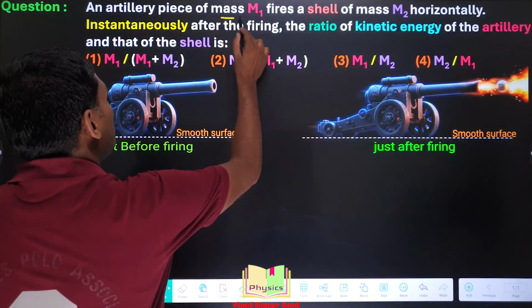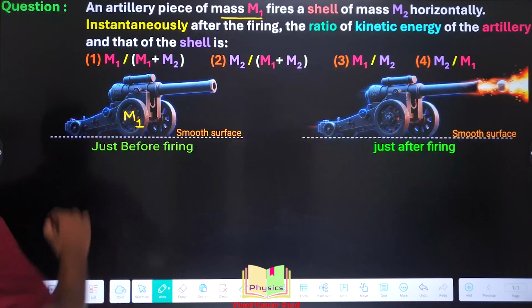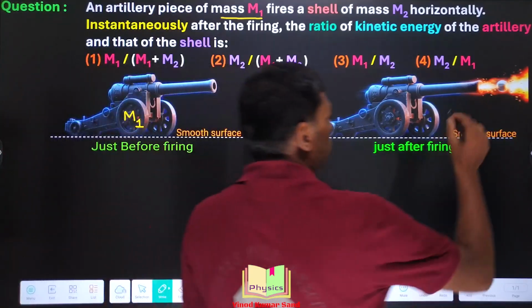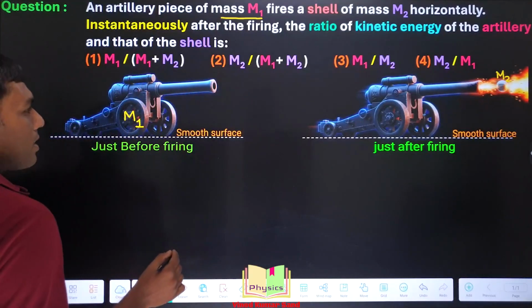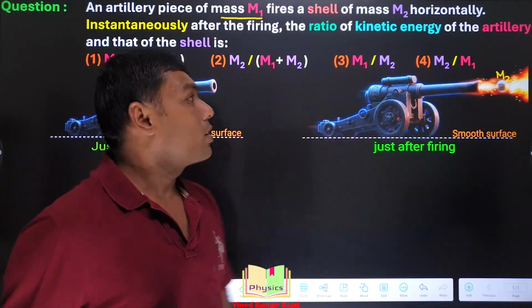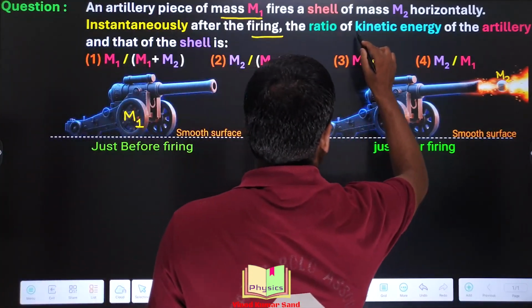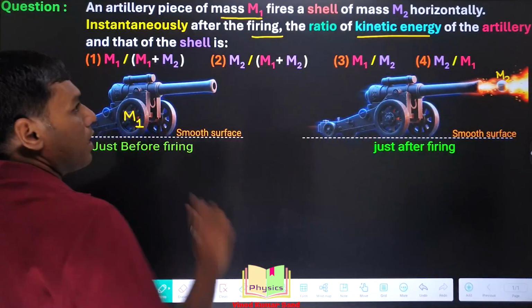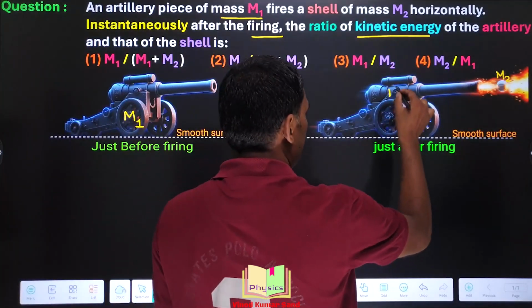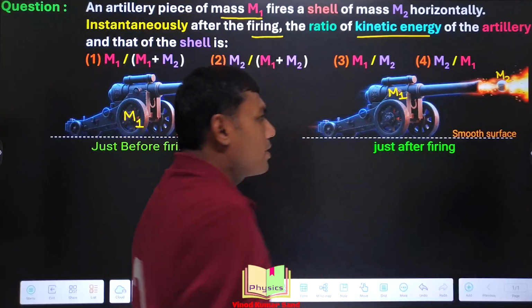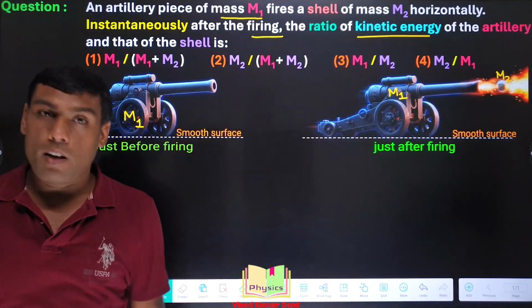Here is a simple question on linear momentum conservation. There is an artillery piece of mass m1, meaning this machine has mass m1. Inside it there was a shell with mass m2. This artillery fires the shell horizontally. Instantaneously after the firing, we need to obtain the ratio of the kinetic energy of the artillery and that of the shell. Artillery has mass m1 and shell has mass m2. The surface is smooth and firing has been done horizontally.